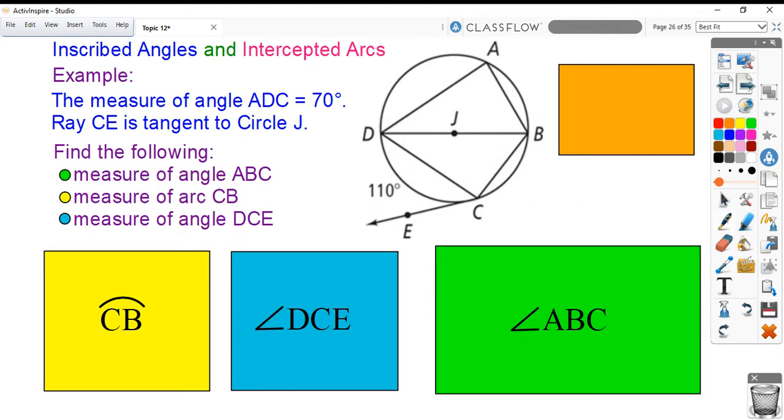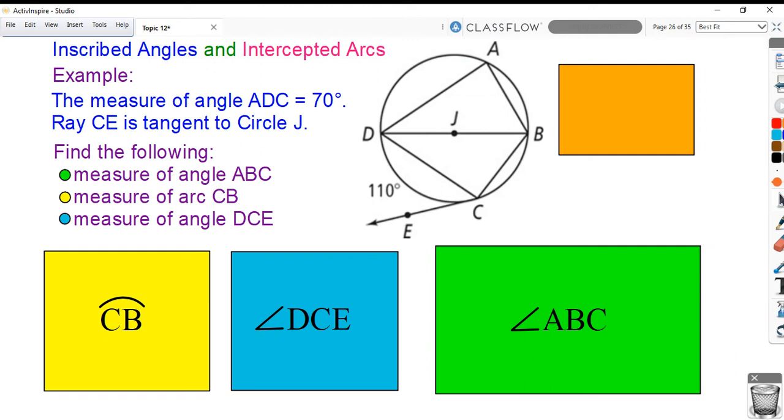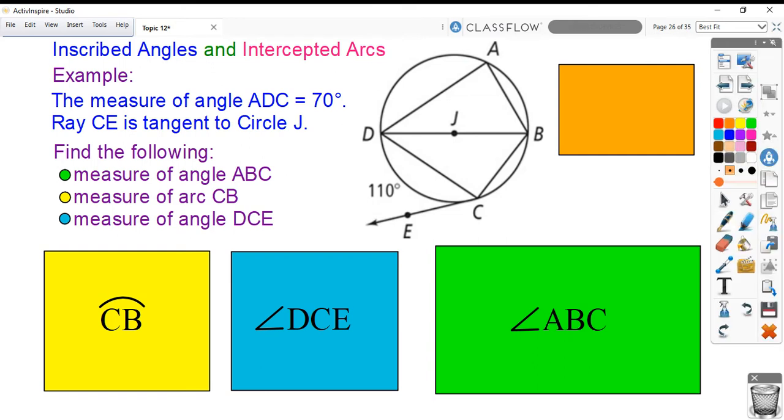So with all of these theorems and corollaries and everything in mind, let's talk about this example. This example is asking us three different questions. It wants us to first find the measure of angle ABC, then find the measure of arc CB, and find the measure of angle DCE. There's a lot of stuff going on right here. Let's dissect it a little bit.